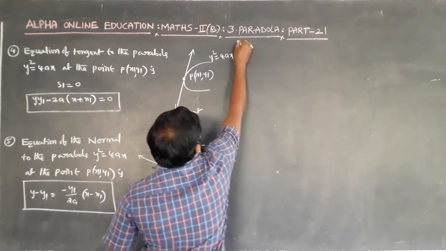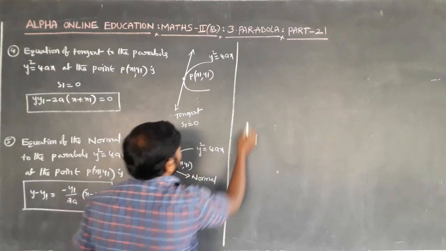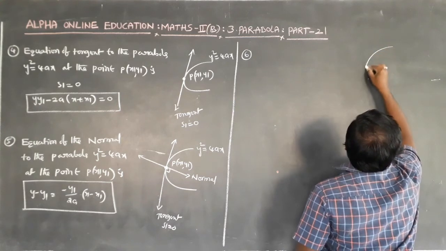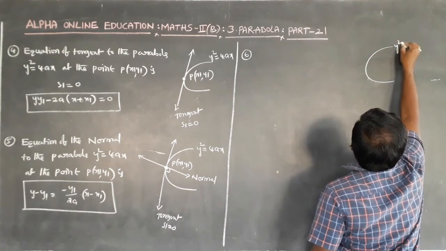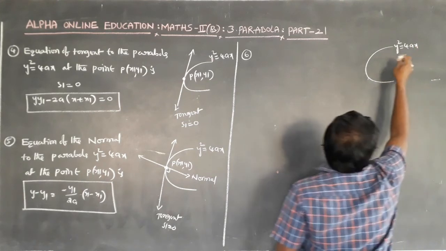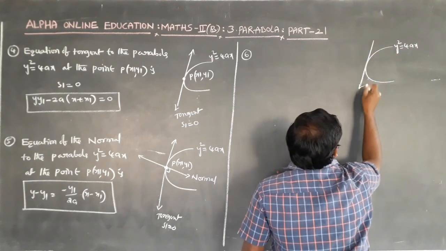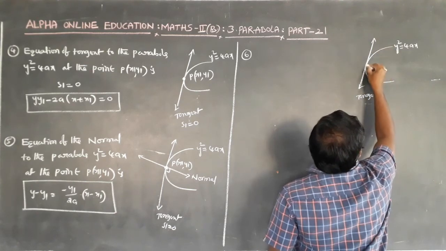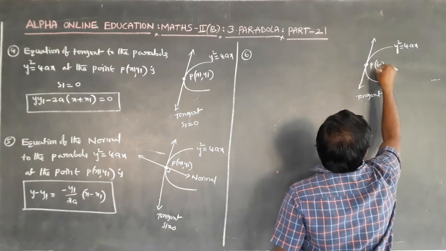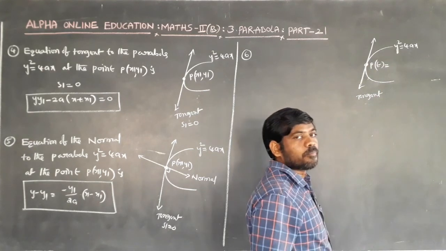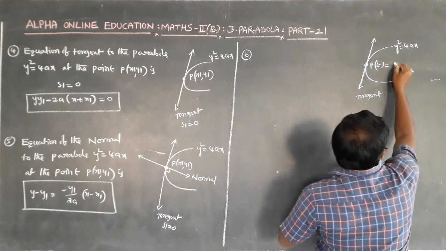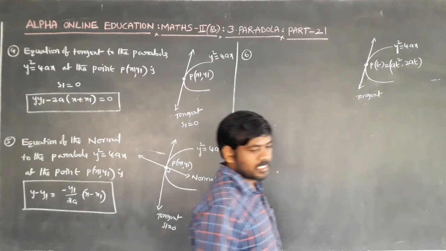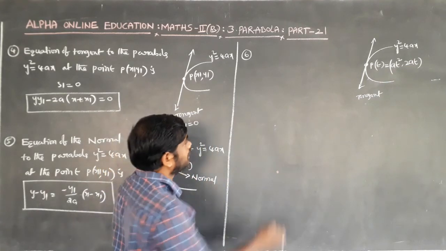Next one is, this is the equation of the parabola y square is equal to 4ax. This is the equation of the tangent to the parabola y square is equal to 4ax at the point t, where t means at square comma 2at.